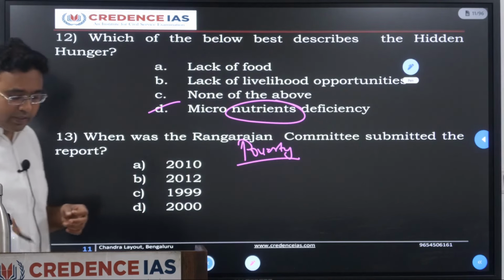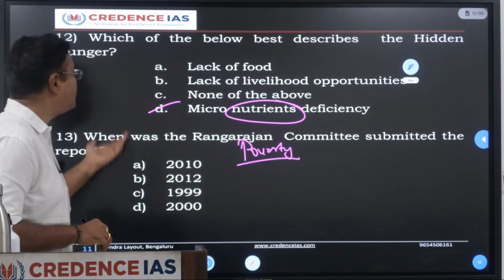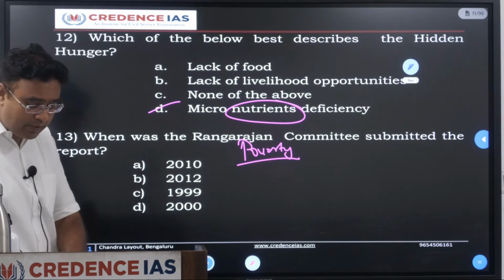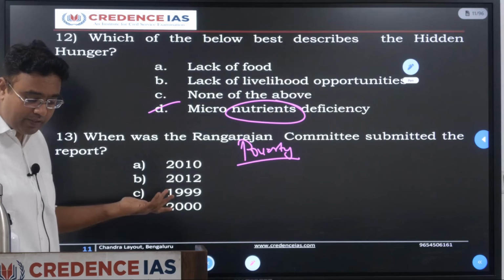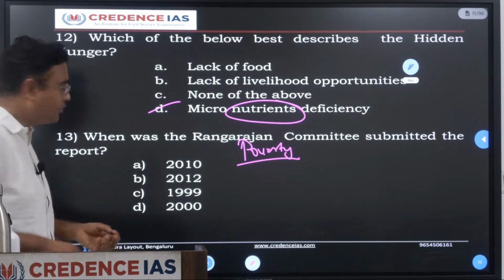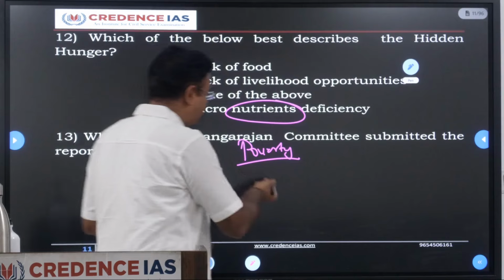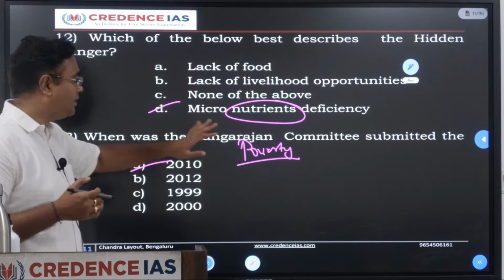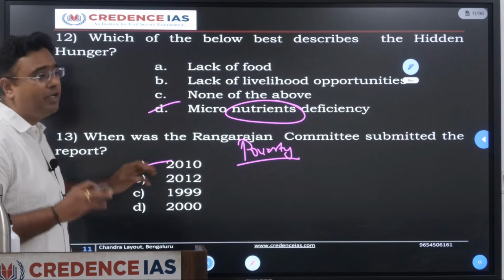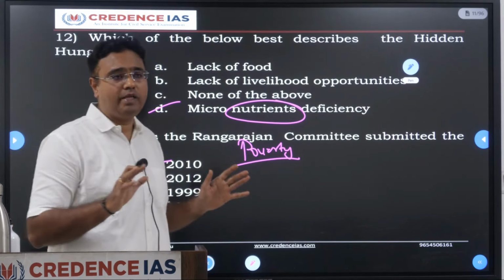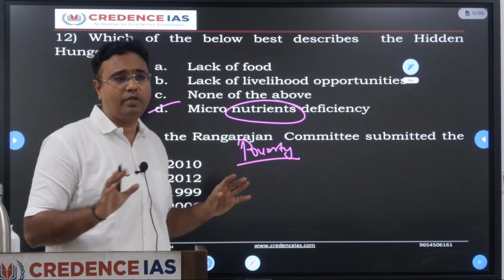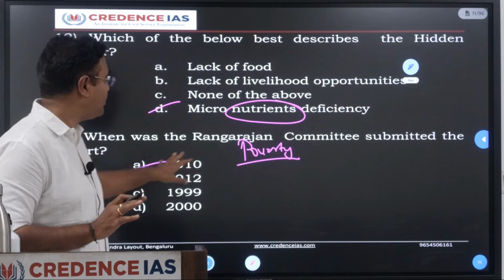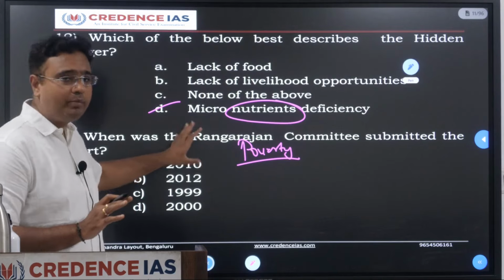The 13th question talks about when the Rangarajan committee submitted its report. It has been given that the Rangarajan committee was appointed in 2009 to review poverty, and he gave his report in 2010. So don't take too much of it. You should make sure that you understand the various important committees in the economy. Of those, the Rangarajan committee is also one of the important ones for poverty estimation. It was established in 2009 and submitted its report in 2010. So the question should be better framed.